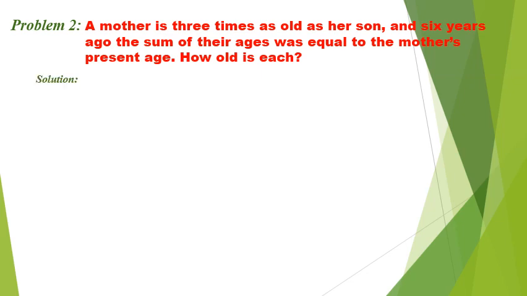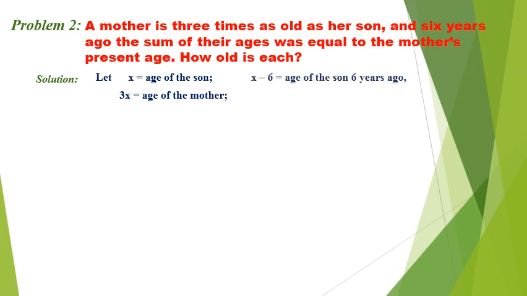And here is our solution. With these given conditions, let x be the age of the son, since the age of the son was unknown, and let 3x be the age of the mother, since it is said in the problem that the mother's age is 3 times as old as her son. And we also have x minus 6 to represent the age of the son 6 years ago, and 3x minus 6 to represent the age of the mother 6 years ago.